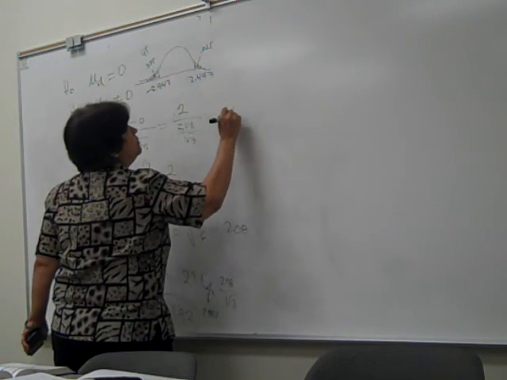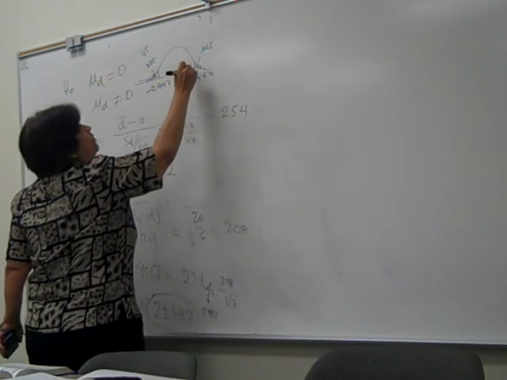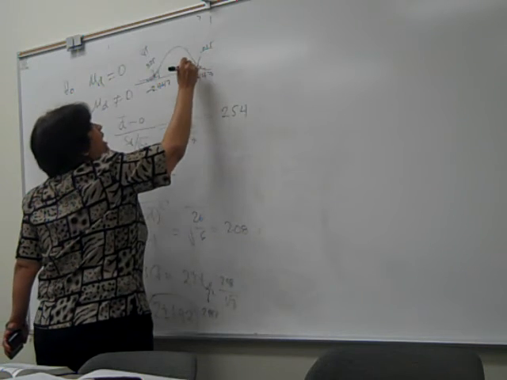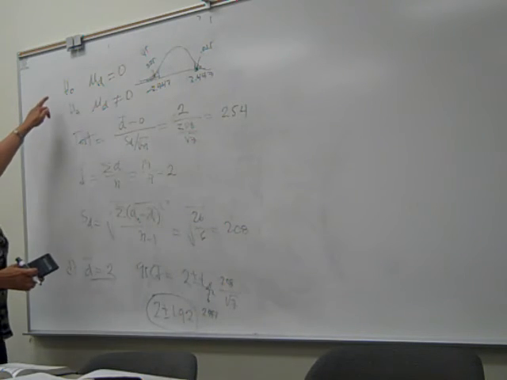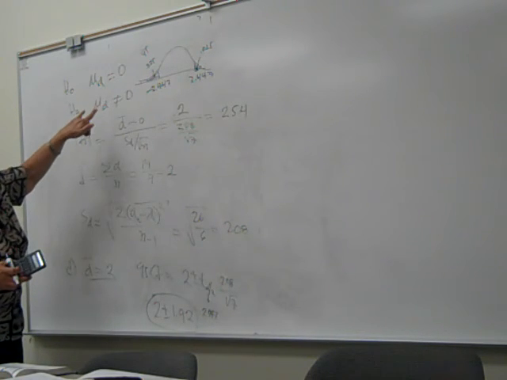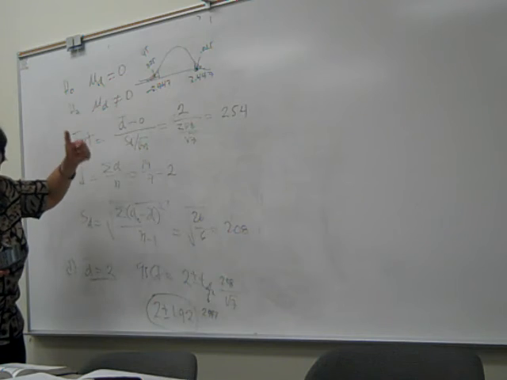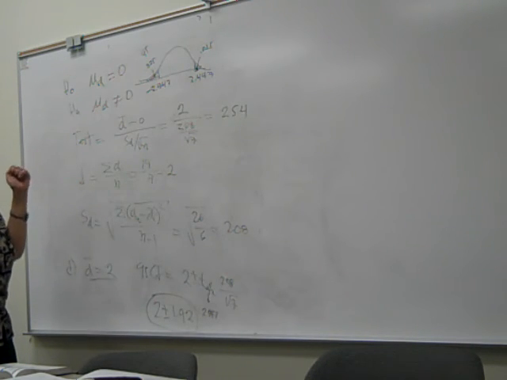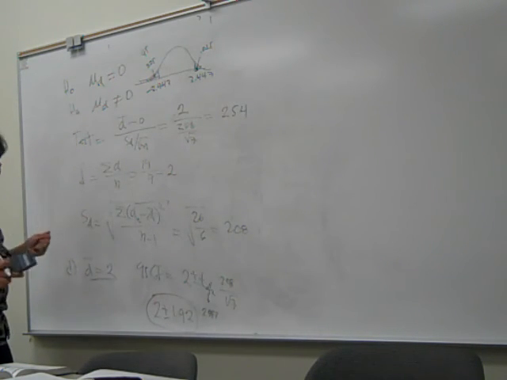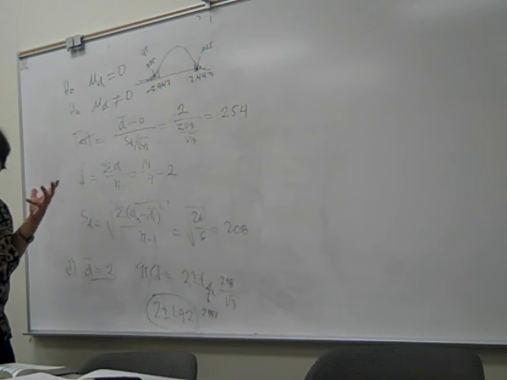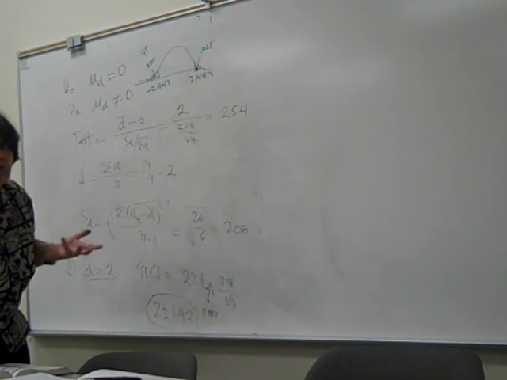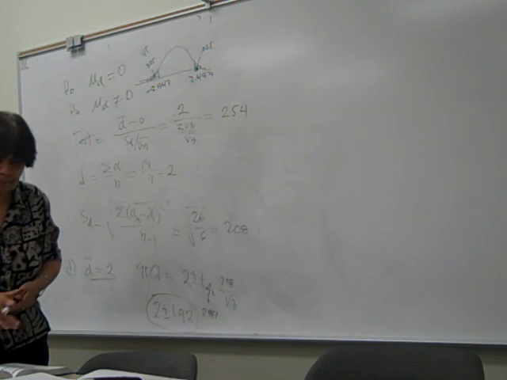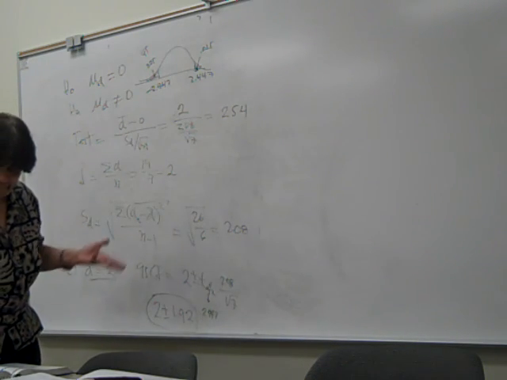2.54. This 2.54 is right in here and is in the rejection zone. So if it's in the rejection zone, we reject the null hypothesis and we conclude that the difference is not equal to 0. So the two populations are not equal statistically. There are differences between the two populations or treatments, if you will. That's it.